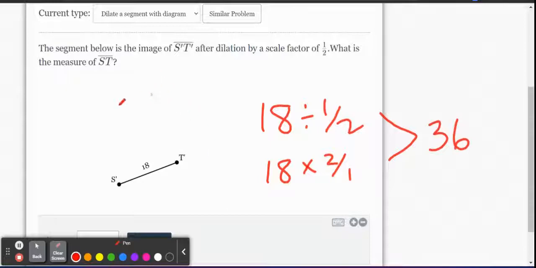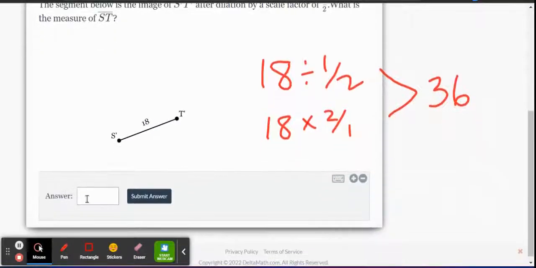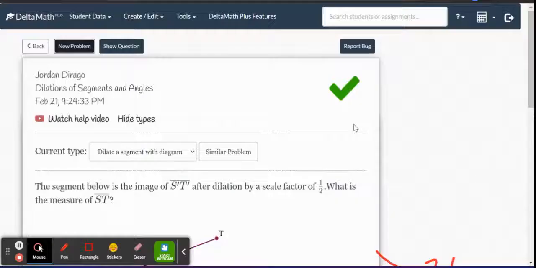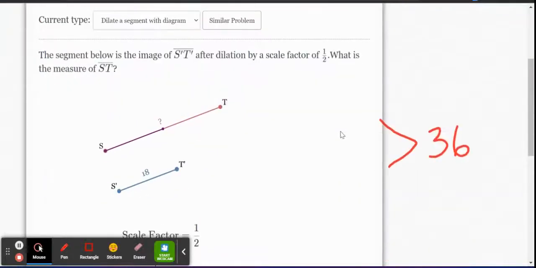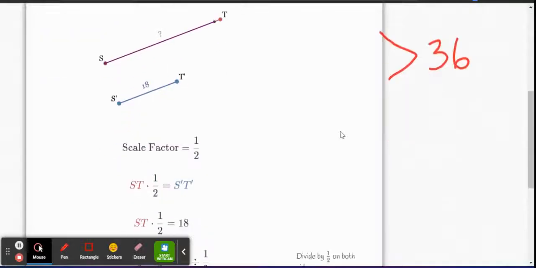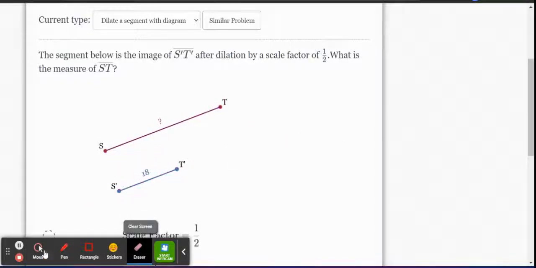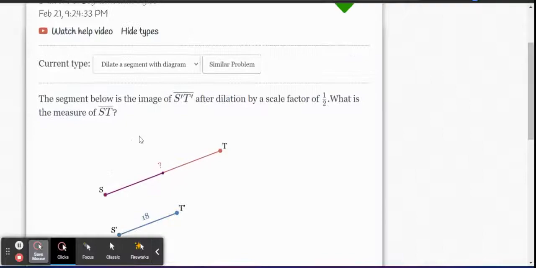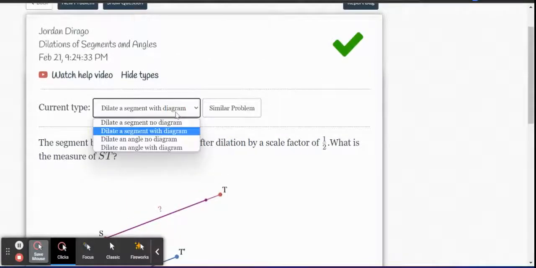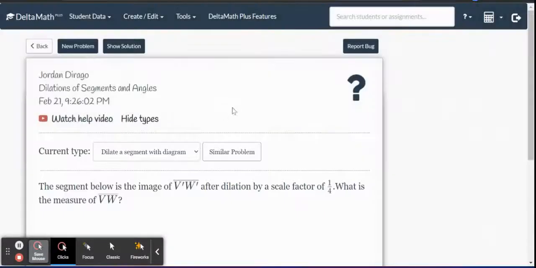So 36, when I take half of 36, it's going to shrink it down to 18. So let's do that. Bam. Look at that. It gives us a little diagram, shrinks it. And they might do it a different way than I explain it, but I try to make it the same consistently. All right, maybe let's do one more with a diagram.